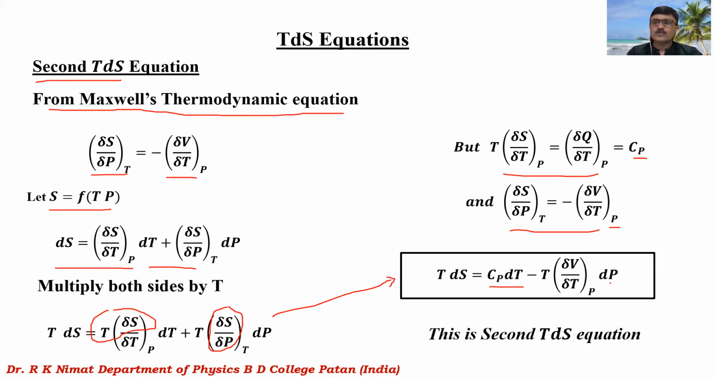This equation helps to measure the change in entropy in terms of measurable quantities, like the change in volume with respect to temperature, or change in pressure, and specific heat at constant pressure. That is how these two equations are very important in thermodynamics.